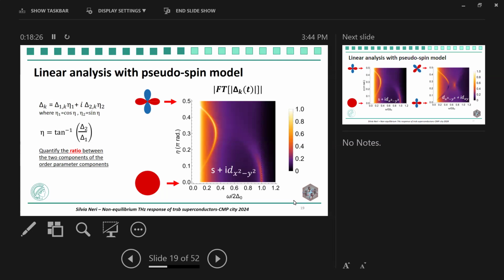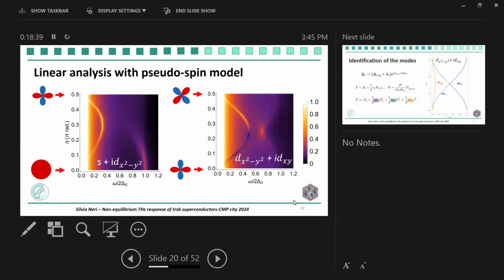So for the S plus iD case, over here I have just a pure S wave. Over here I have a pure D wave. And in between, there's all the dynamics. And these are the collective excitations in the system. These are the plots I showed you before, but now you can read the plots, maybe.